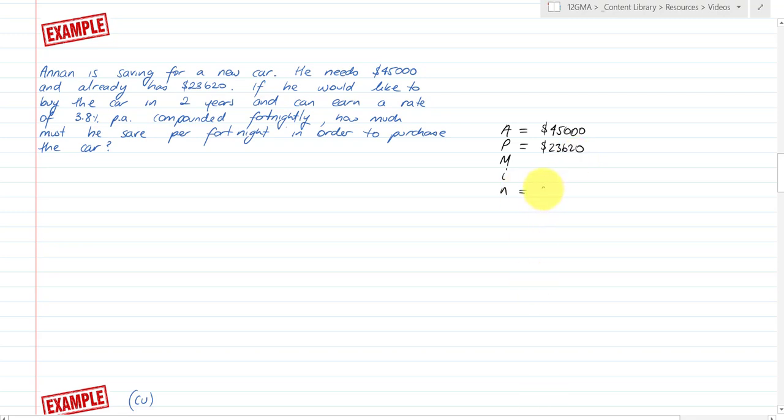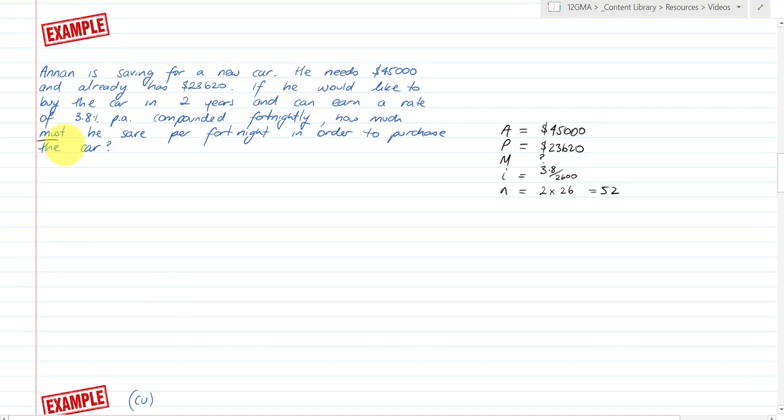N is 2 years, but it's fortnightly, so times 26, and that's equal to 52. And I is 3.8%, but fortnightly, so divided by 2,600 to turn it into a decimal. M is what we're trying to find. We want to know how much must he save per fortnight now.